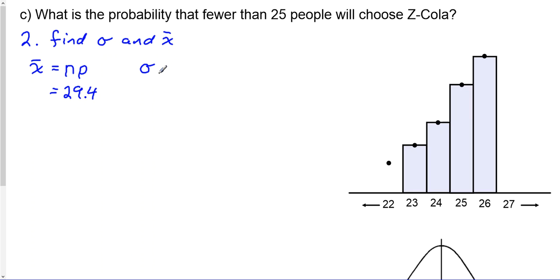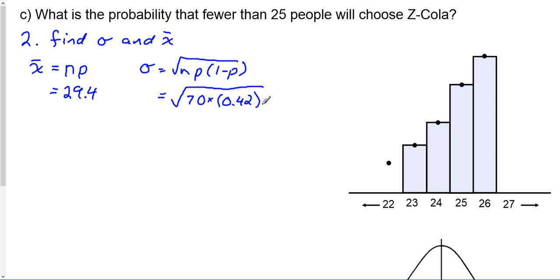Standard deviation is going to be the square root of NP(1 minus P), which in this case is going to be the square root of 70 times 0.42 times 0.58. So our standard deviation here is going to be 4.13.